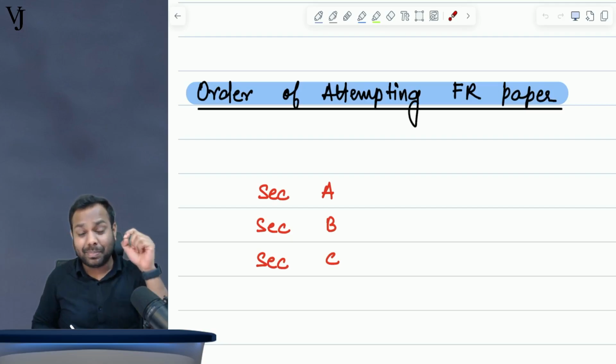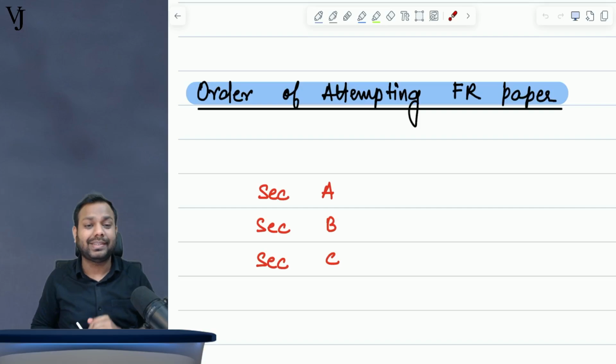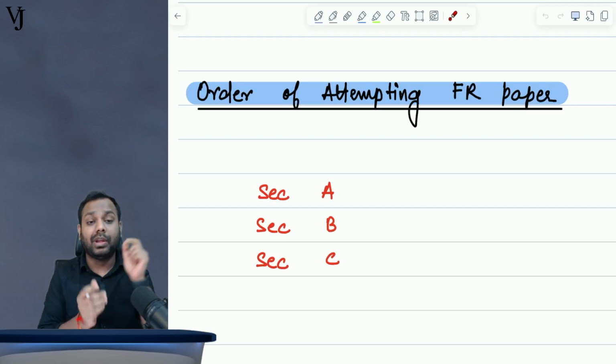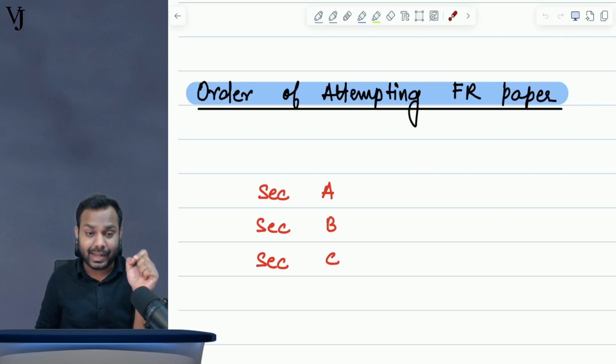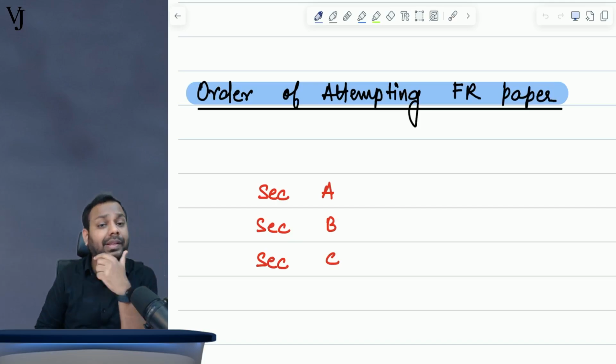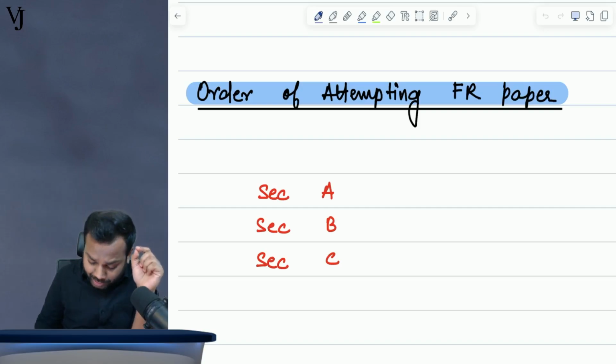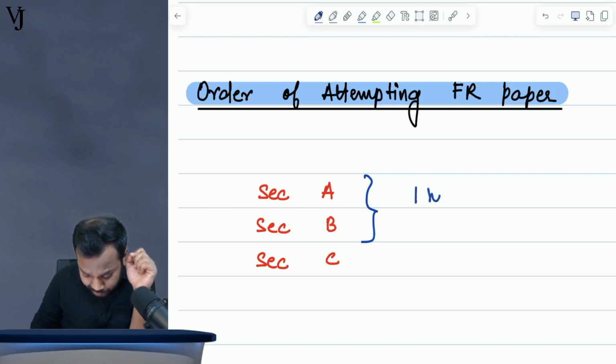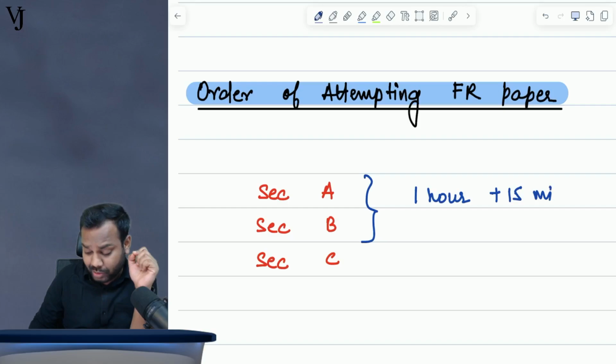Guys, the most important question among students is, sir, what should be the order of attempting the questions in ACCA FR? Section A, Section B or Section C? The correct answer is, first of all, you should attempt Section A, then Section B. When you are attempting Section A and Section B, ensure that you complete them in a maximum of 1 hour, or 1 hour plus 15 minutes buffer, not more than that.